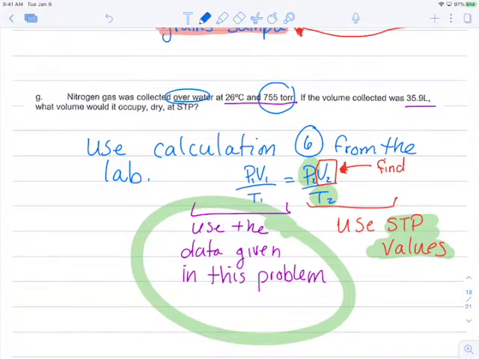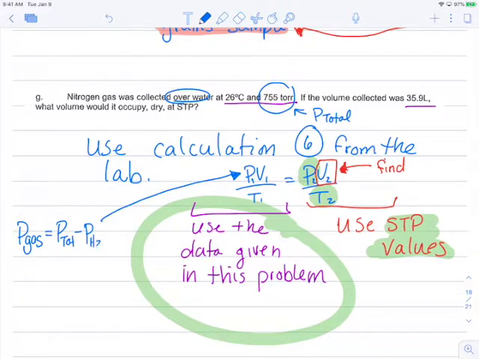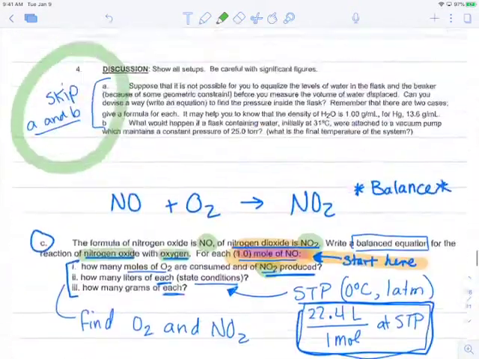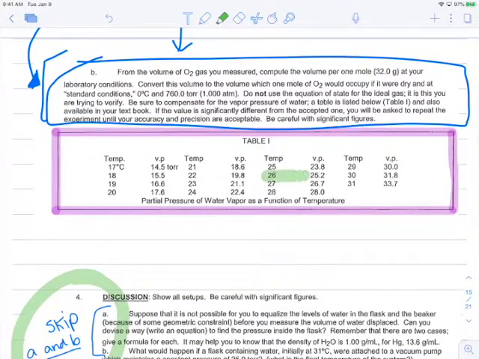Because we were told it was collected over water. So remember, anytime it's collected over water, this is P total. And this right here is the P of your gas. So remember, that is P total minus P of water. So remember, if you collect over water, you must subtract out the pressure of the water. So you're at 26 degrees Celsius. So you're going to go back to that same chart. And you're going to look up 26 degrees Celsius, and that is where you'll find your vapor pressure in torr. Let me make a note here. This is in torr.